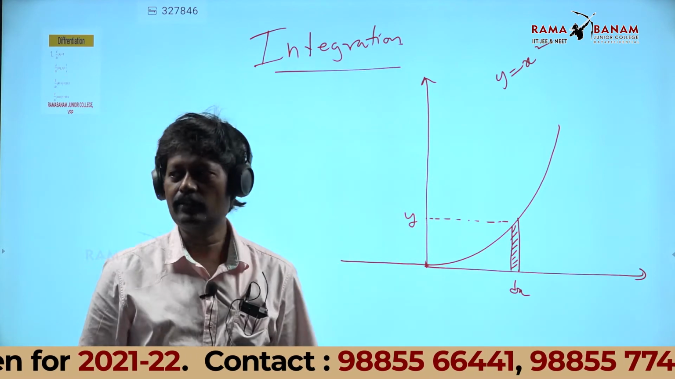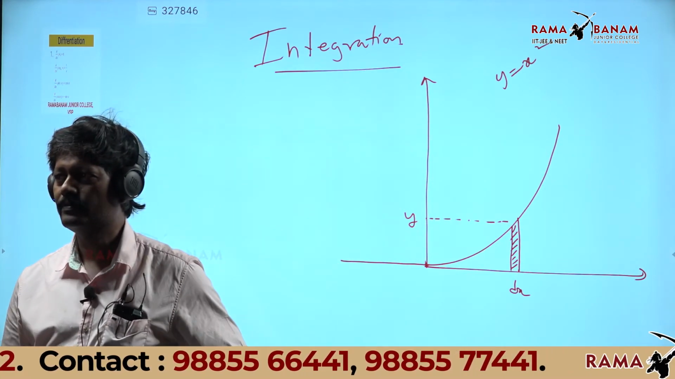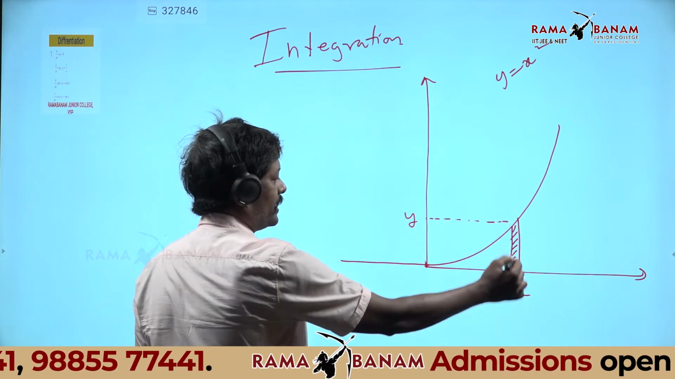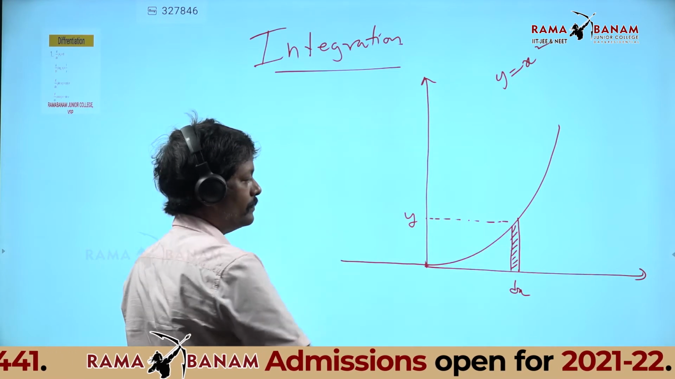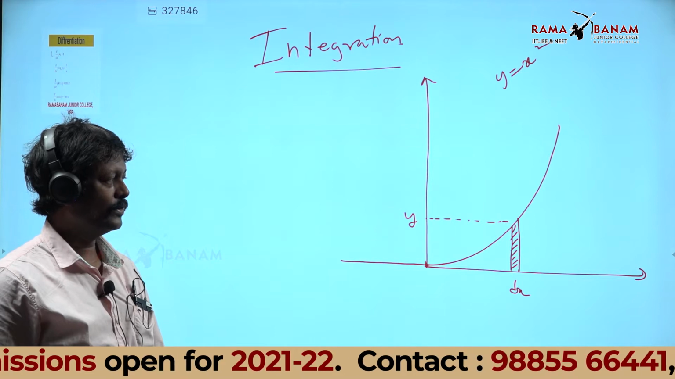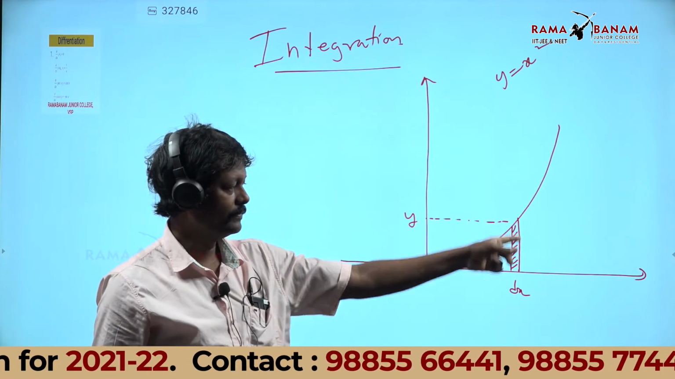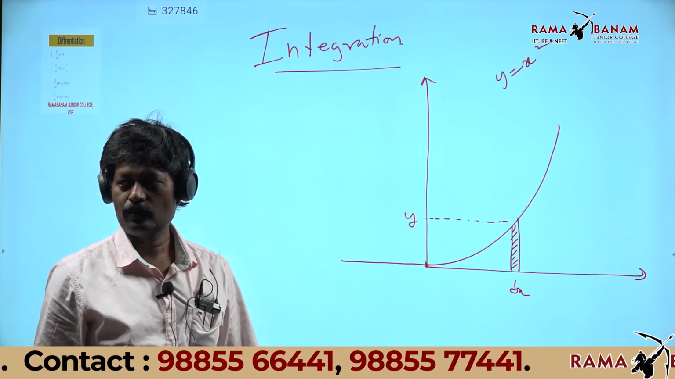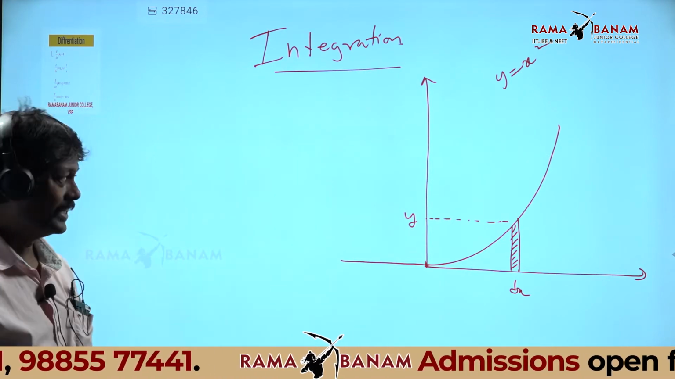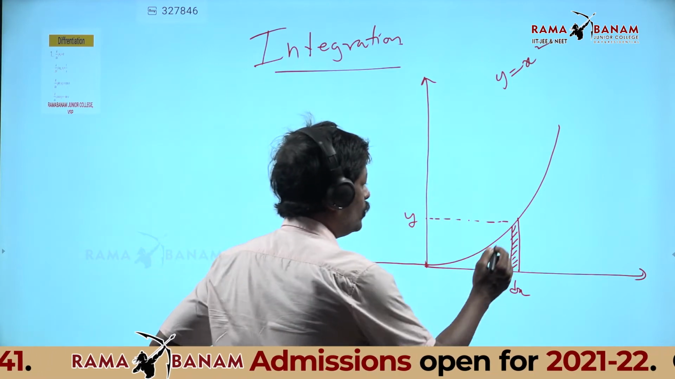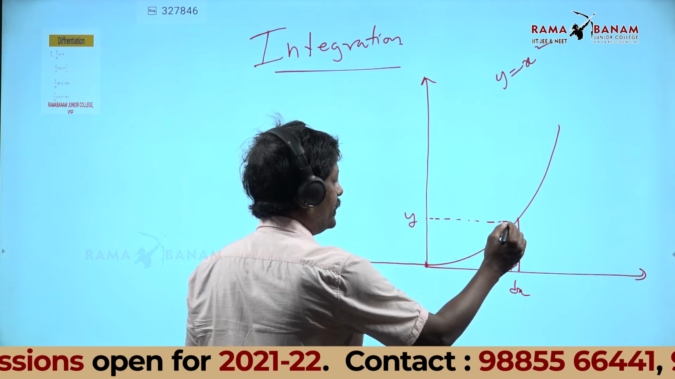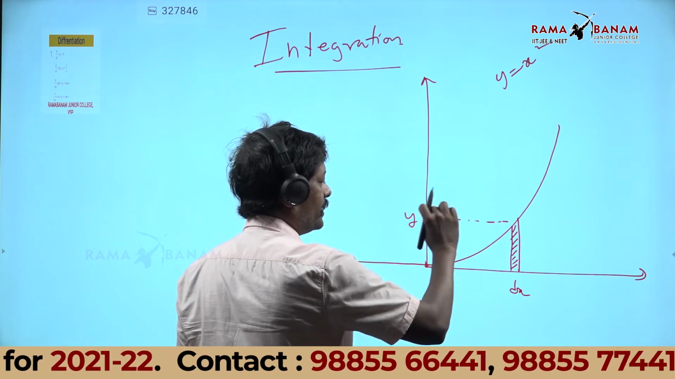So what is the area of the rectangle? Length into breadth, sir. Length of the rectangle is how much? y. What is the breadth of the rectangle? dx, not x. Don't say that the length of the rectangle is dy. Actually, dy means the difference between y1 and y2.